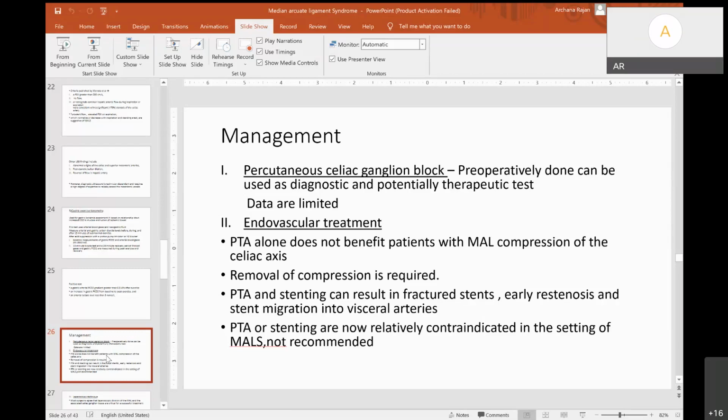Endovascular treatment, PTA alone, does not benefit patients with compression of the celiac axis. Removal of compression is required. So PTA and stenting, the problem with it is it results in fractured stents and can cause early restenosis and also stent migration to visceral arteries. So PTA or stenting are now relatively contraindicated in the setting of median arcuate ligament syndrome, or not recommended.